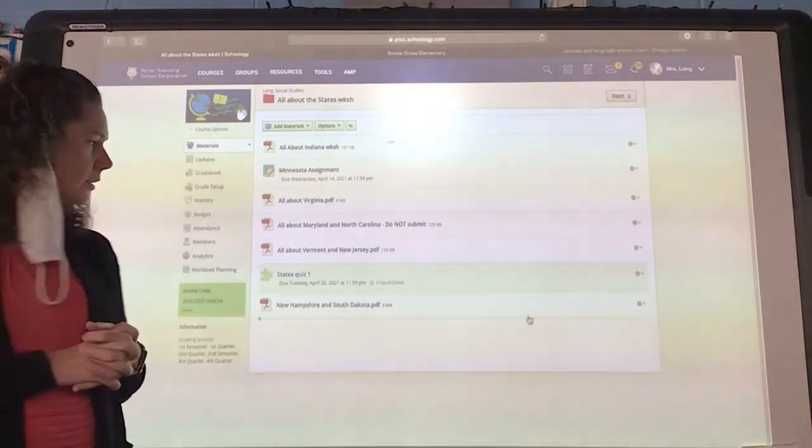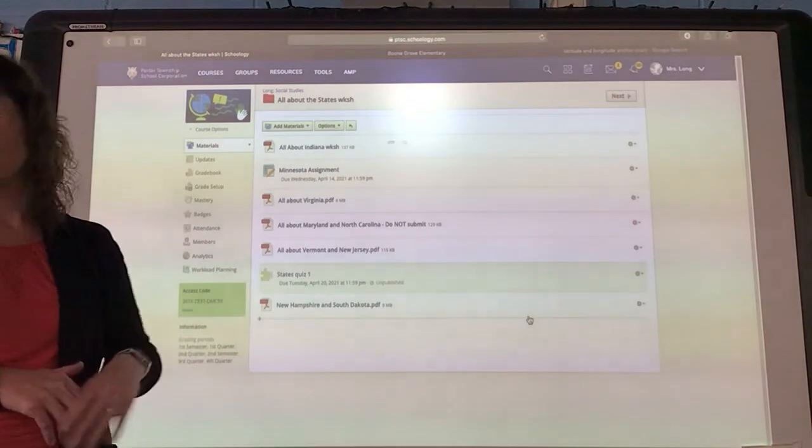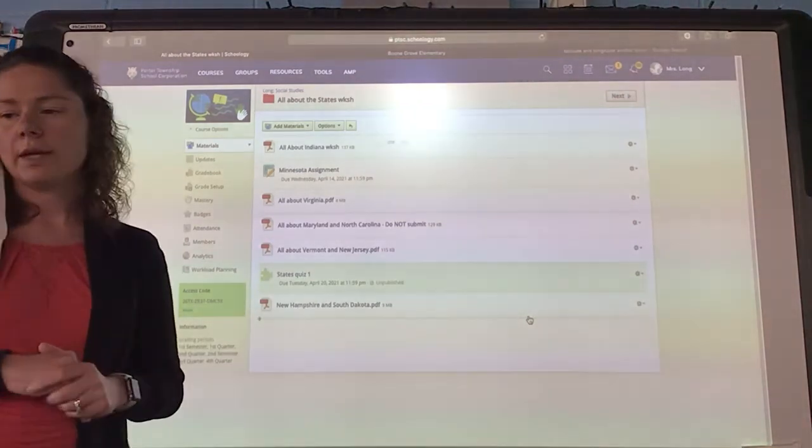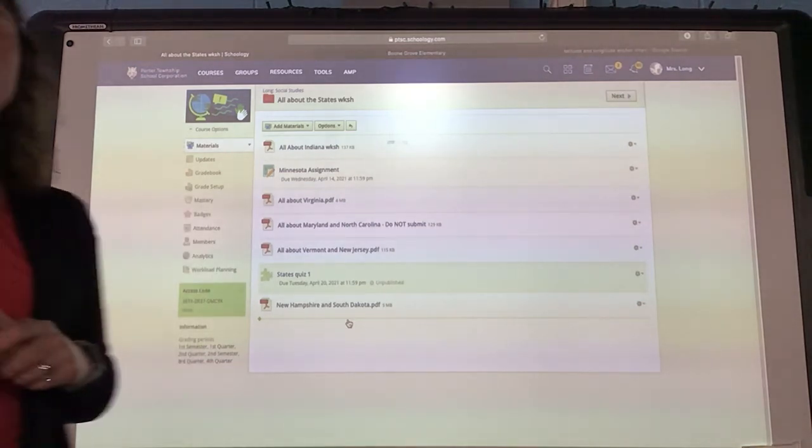All right, so you have that quiz tomorrow, and you have New Hampshire and South Dakota you're doing today. They will not be on the quiz for tomorrow. They'll be on the next quiz. Okay? All right, so that is your social studies. I went over the extra credit. You have the 2 states to work on, and we reviewed latitude, longitude. Questions about social studies? Eli.